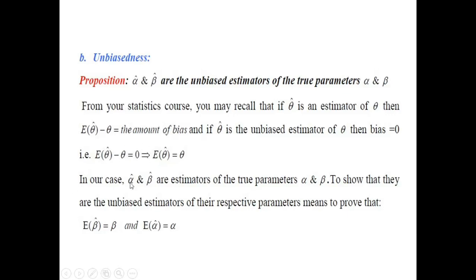So in our case, alpha hat and beta hat are estimators of the true parameters alpha and beta. To show that they are unbiased estimators of the respective parameters means to prove that the expected value of beta hat is equivalent to beta. Again, the expected value of alpha hat is equal to alpha.